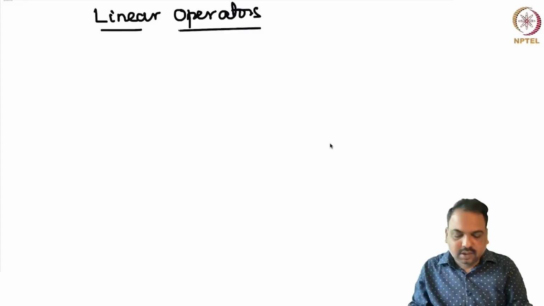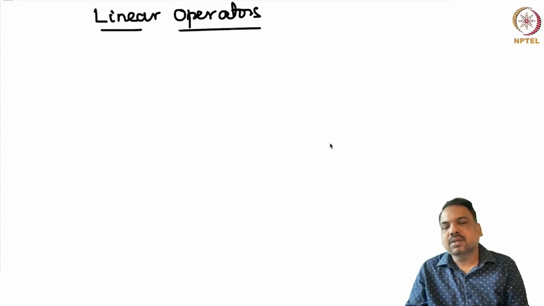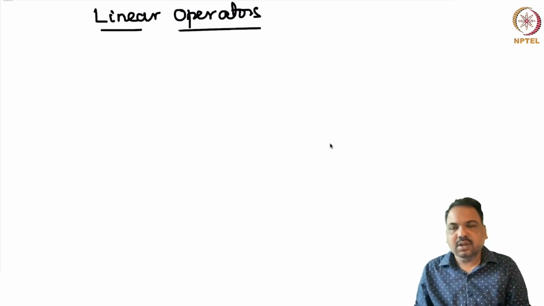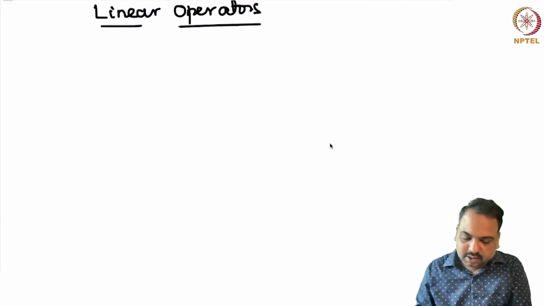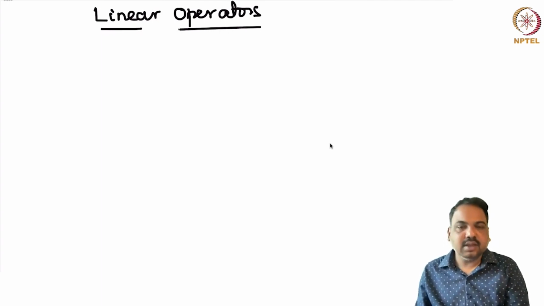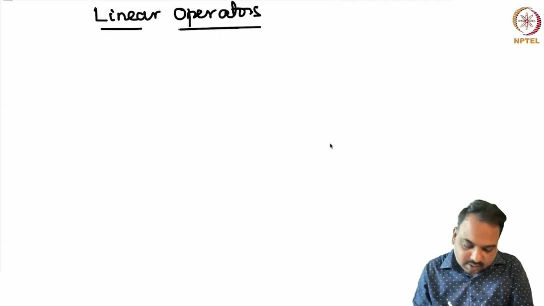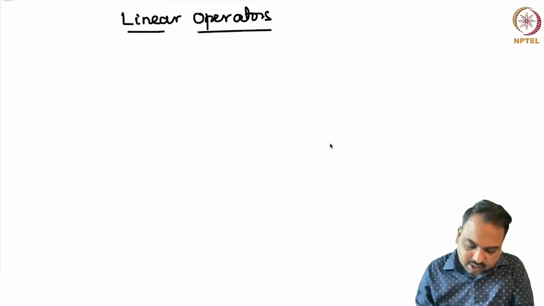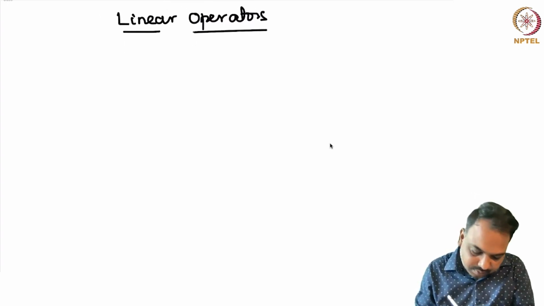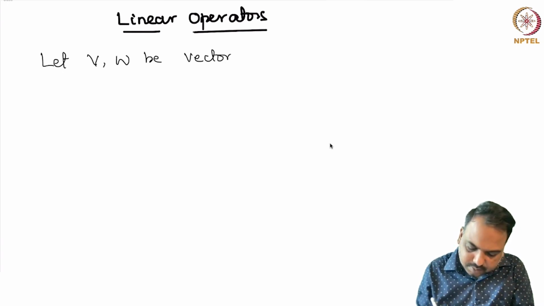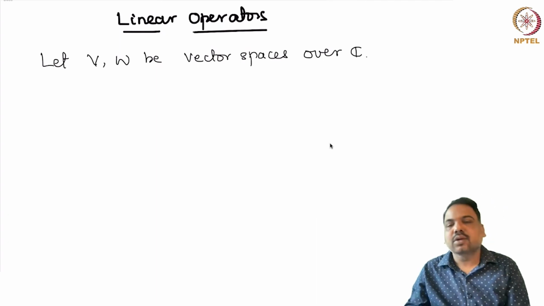Hi everyone. In the last few lectures, we discussed Hilbert spaces. From today onwards, we are going to discuss operators between Hilbert spaces. Let us start with the definition of a linear operator or linear transformation. Let us take V and W to be vector spaces over C. Throughout the course, we are going to look at vector spaces or Hilbert spaces over the complex field only.